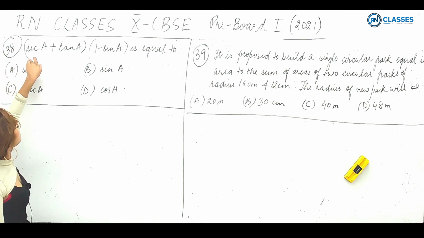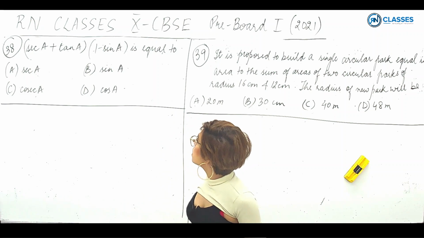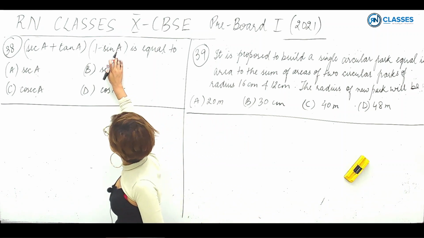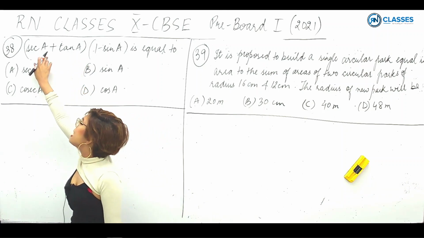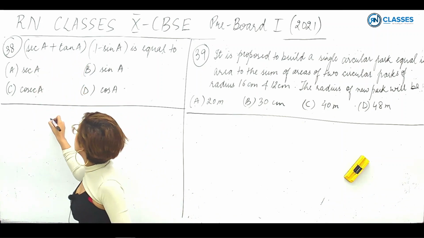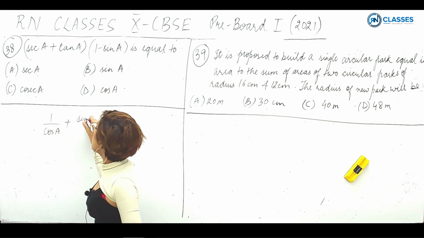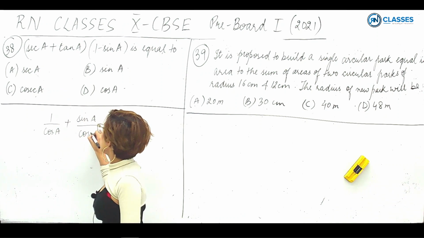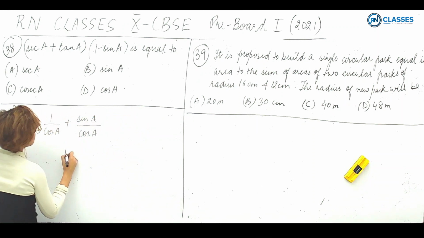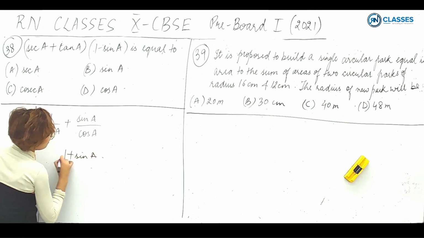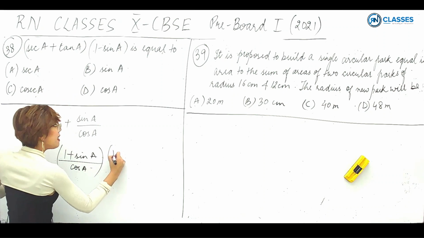Question 30: (secant A plus tan A) into (1 minus sin A) is equal to, right? Here we have to change everything into sin and cos. Secant A is the reciprocal of cos A, so let me write 1 by cos A plus tan A, which is sin A by cos A. The denominator is the same, so I can add directly. I can write this as (1 plus sin A) divided by cos A, into (1 minus sin A).